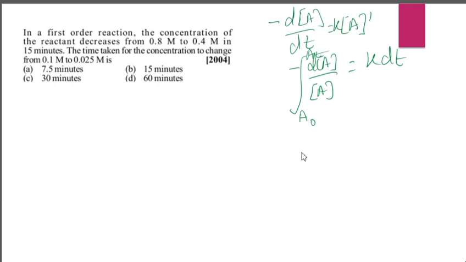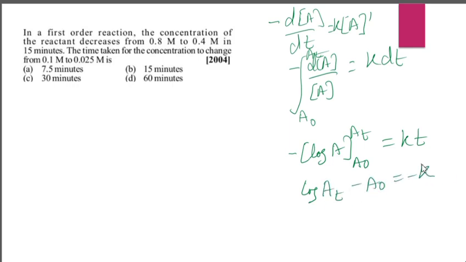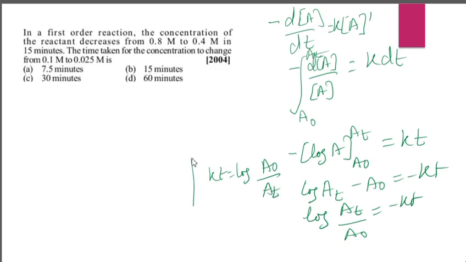Okay, after integration, we know 1 upon a, it will be log a, a naught into, and this will be at. Now this is equal to kt. So finally what we will get: log at minus a naught equal to minus kt. So log at by a naught equal to minus kt. So kt equal to log a naught by at. I hope this derivation is clear to you.